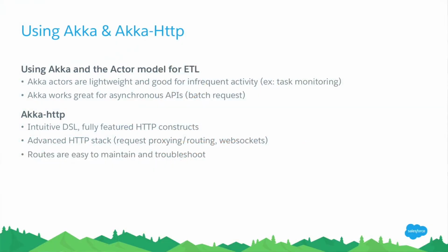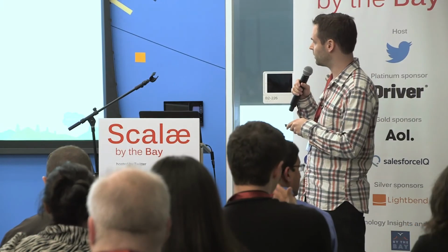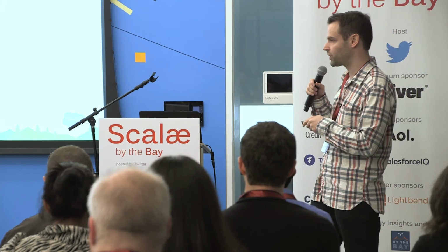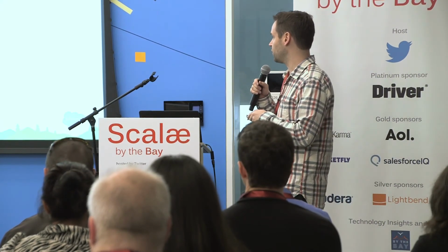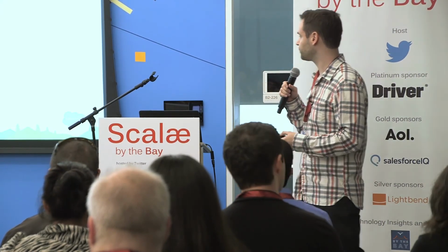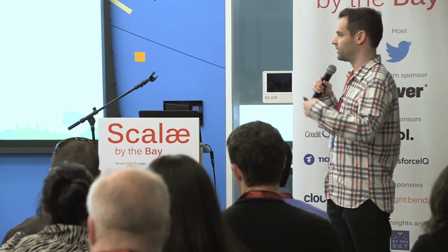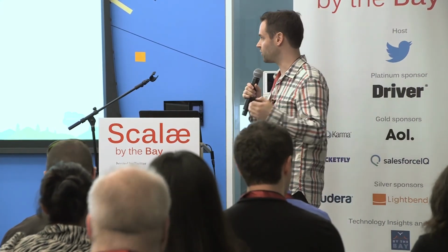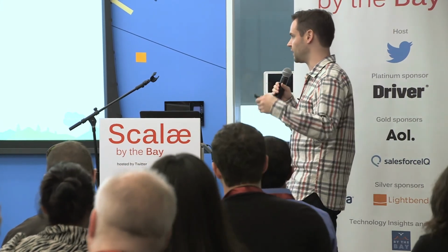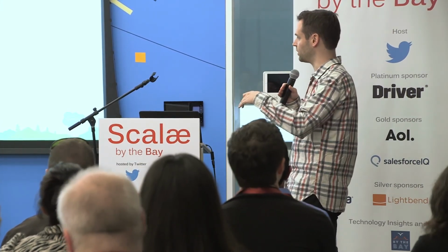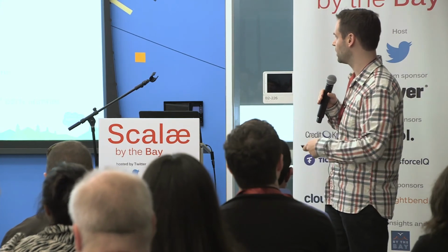Akka-http has a very nice DSL. We're very impressed, and it has all the HTTP constructs that are in the RFC. You can also do more complex things than routing. You can do request proxying and routing, and you can do things like WebSockets. And like I said, routes are very easy to maintain and troubleshoot, especially if you have an IDE that lets you click through to the value definition.